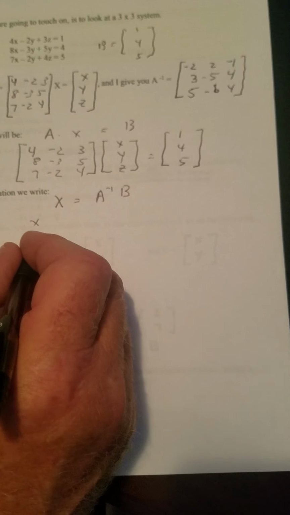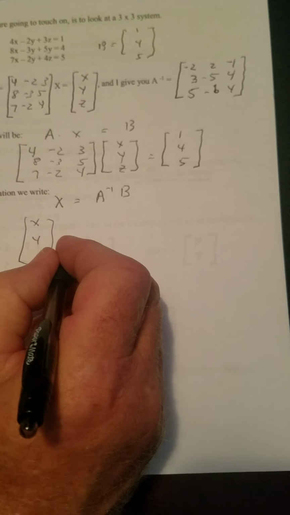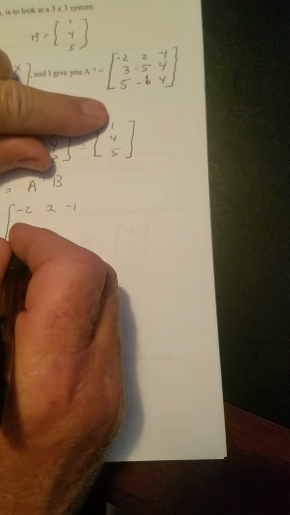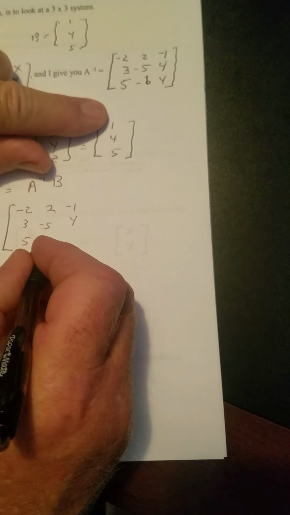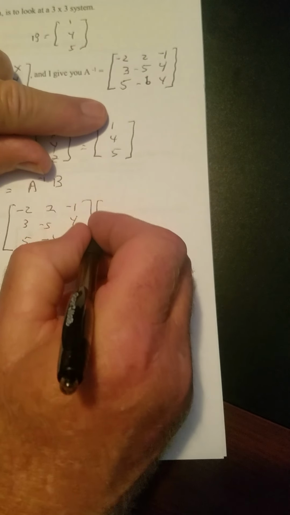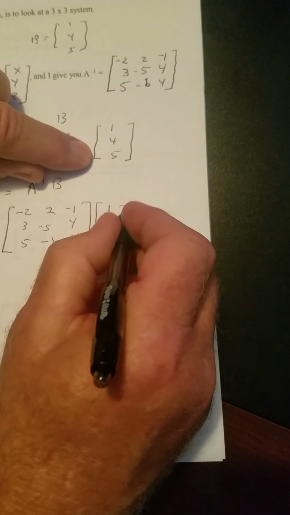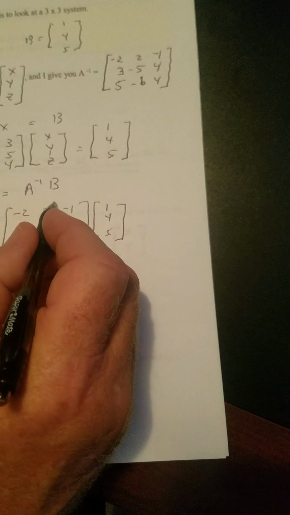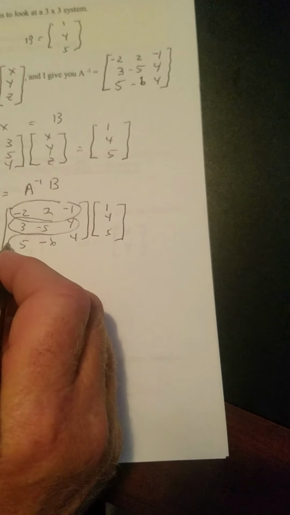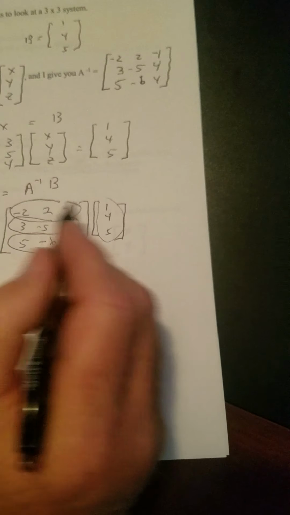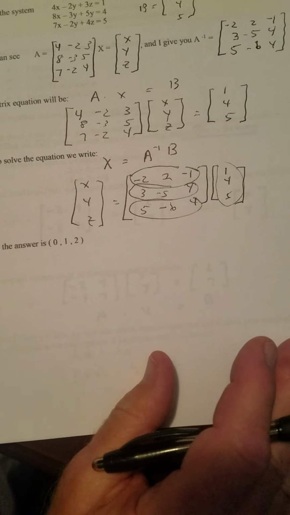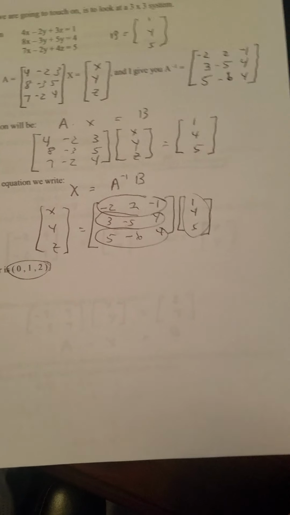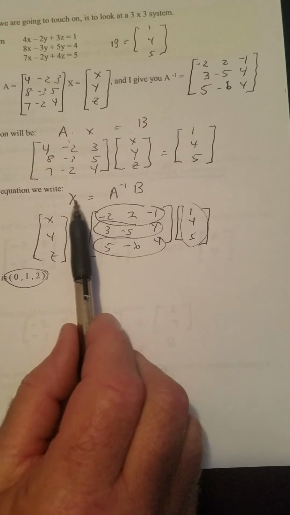So x, y, z will be equal to the inverse, which I told to you up here. So it's negative 2, 2, negative 1, 3, negative 5, 4, 5, negative 6, and 4 times 1, 4, and 5. This is the inverse. That's B. You're going to take rows, and you only got one column. When you do that, we'll just make it short. We'll do more of this when we get to that section. The answer is 0, 1, and 2. But this is the inverse method. You write it in a matrix equation, and then you put the inverse in it to solve.